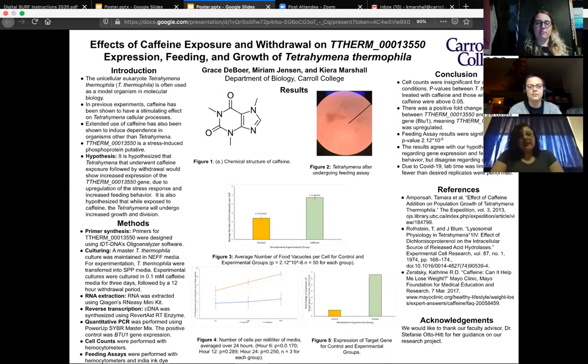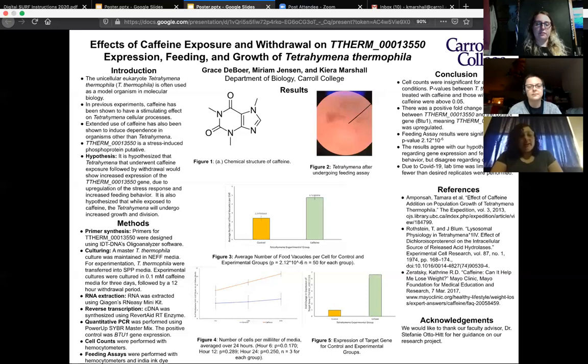To do this, we first had to find a primer for the T-therm gene, which we did by using the IDT OligoAnalyzer software that was given to us by Dr. Ottohit. Then we did a stock culture with NEF media, and our experimental and controls were done in SPP media. Our experimental had 0.1 millimolar of caffeine in it and was about 1 milliliter. They were in that for 3 days, and then we transferred them to a media with no caffeine for 12 to 24 hours, so it was a 12 to 24 hour withdrawal.